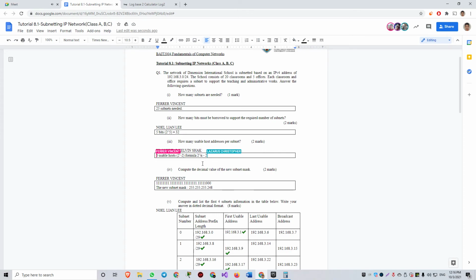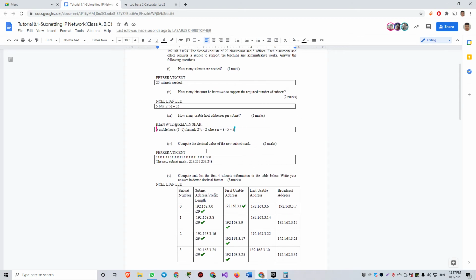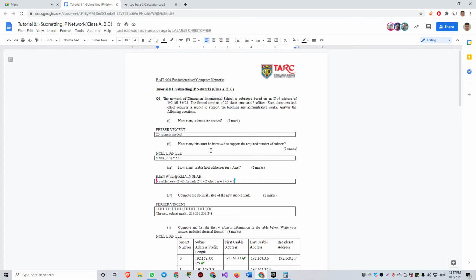minus 2. Minus 2 because n means the remaining number of bits. So you have 8 bits, where n equals 8 minus 5 bits borrowed, which equals 3. Because you borrowed 5 bits, the remaining number of bits for the host is 8 minus 5. You have 3 left. So 2 to the power of 3 is 8. 8 minus 2 is 6.